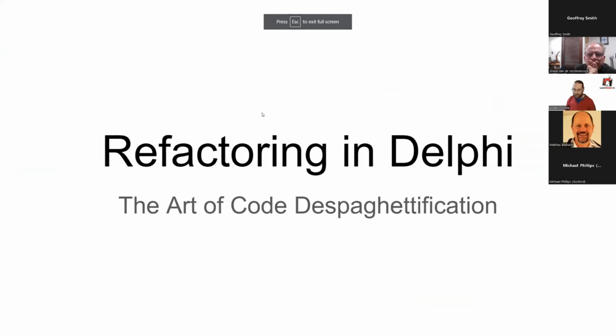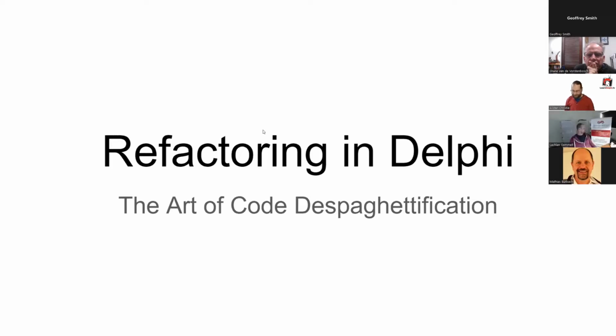So my talk is on refactoring in Delphi, and I've got the subtitle, The Art of Code Despaghettification. Spaghettification is an astrophysical term related to being stretched out as you fall into a black hole. So I've kind of stolen it for this talk.